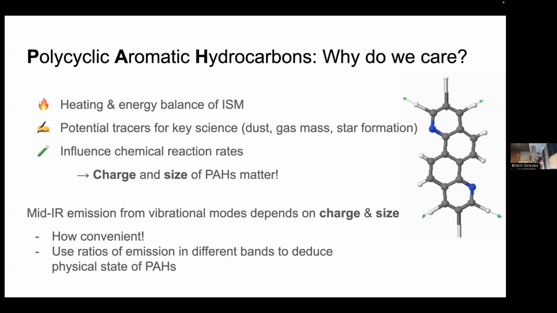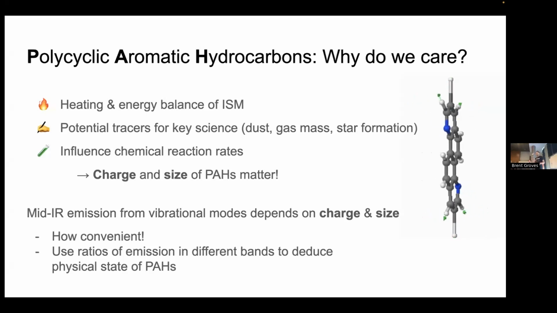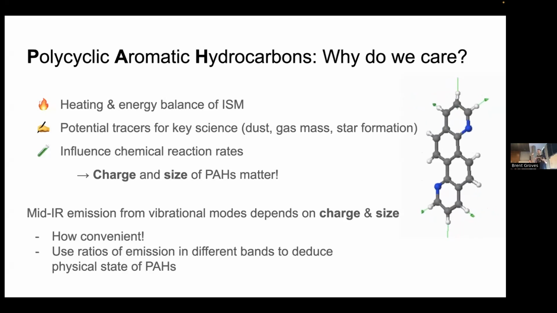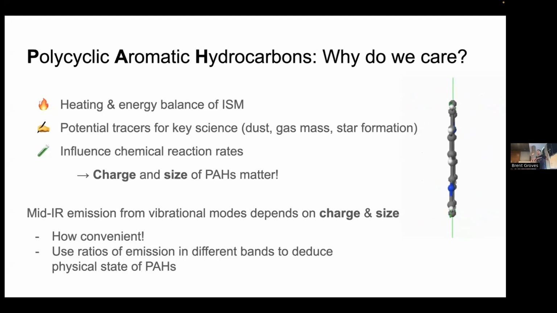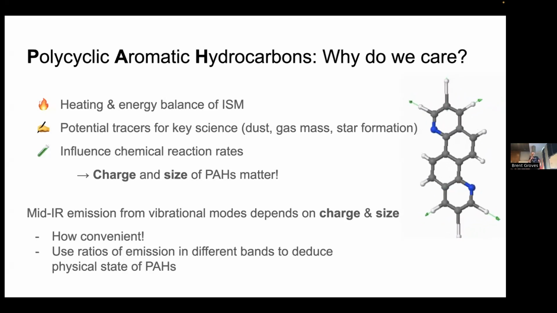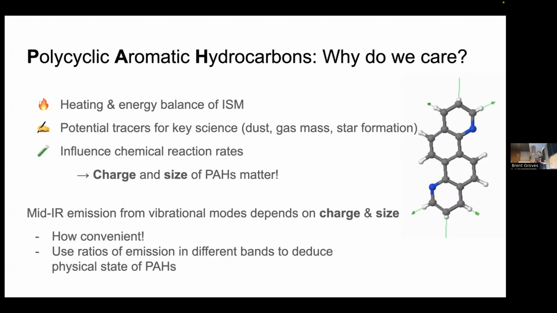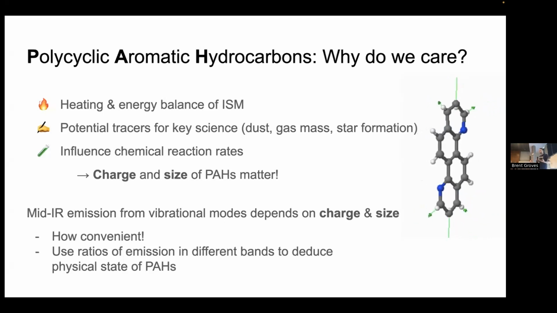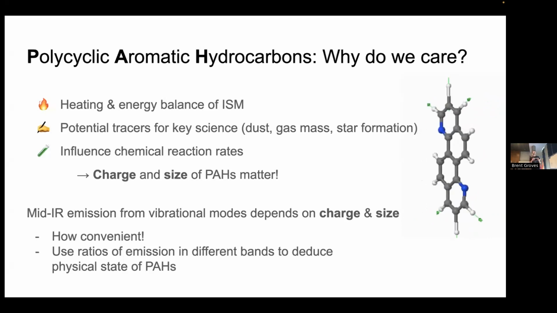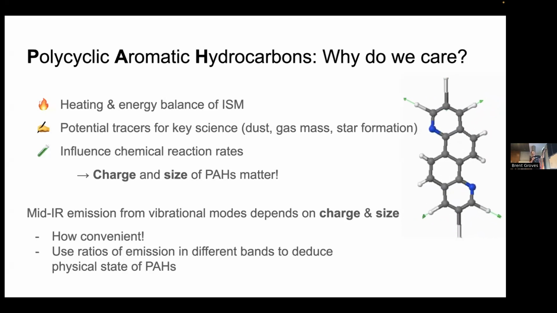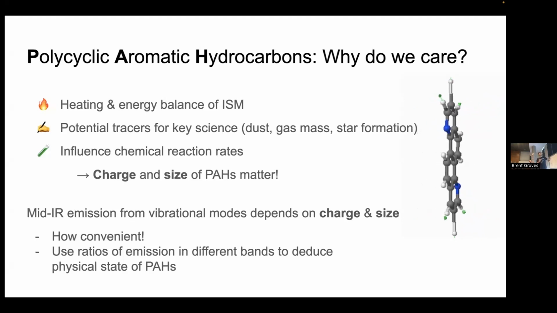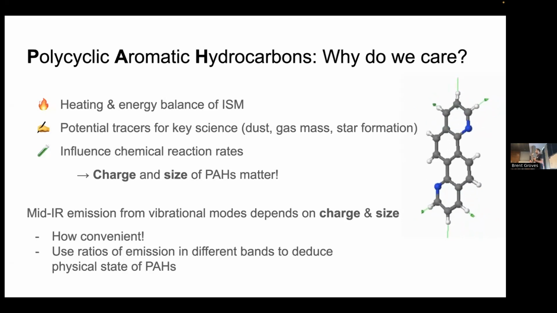So as we heard from Karen's talk and throughout the last week, PAHs are really important to the heating and energy balance of the ISM. They're also potential tracers for a lot of key science products that we're interested in. And their properties can influence the chemical reactions that are happening within the ISM. So their physical properties are really important to having a better picture and tracing the physics that's going on in the ISM.